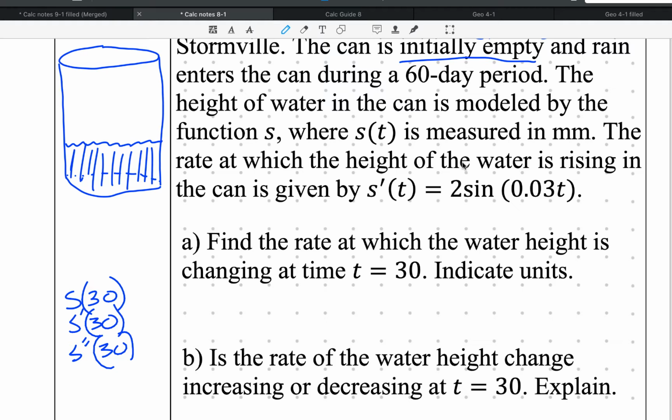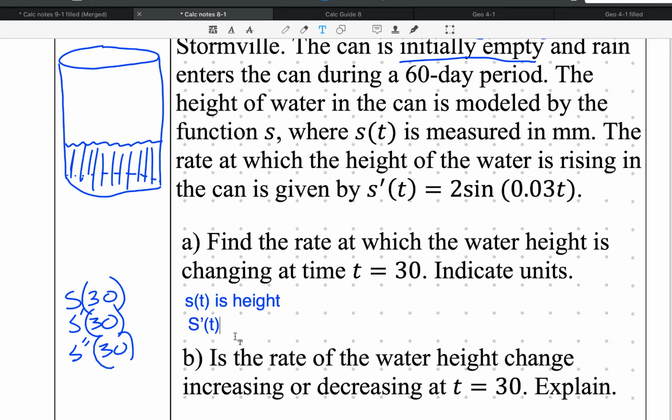It is S prime. Why? Because the height is S, and so the rate is S prime. Exactly, yeah, and I'll type that in here as well. So it's important to know that S of t is height. If I'm talking about the height changing, that's S prime. So there's another kind of definition for S prime.